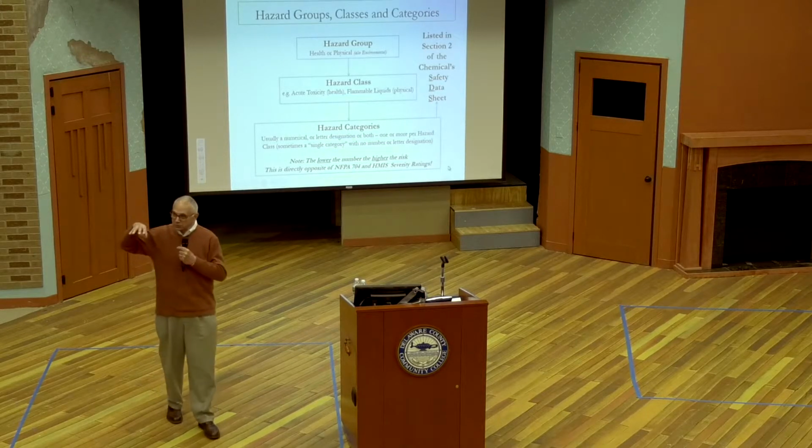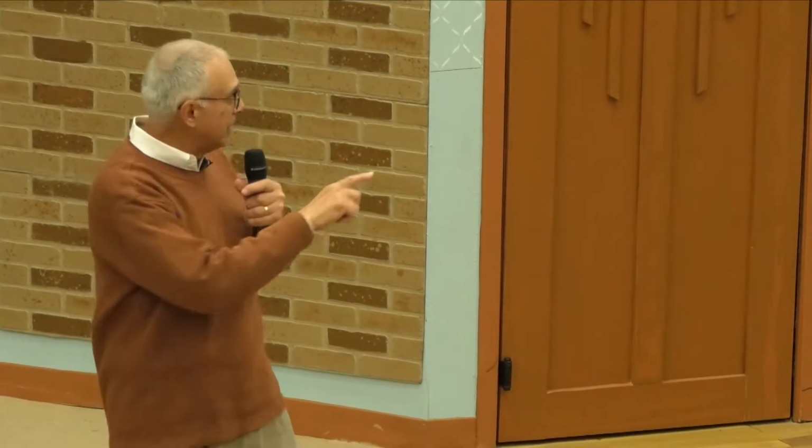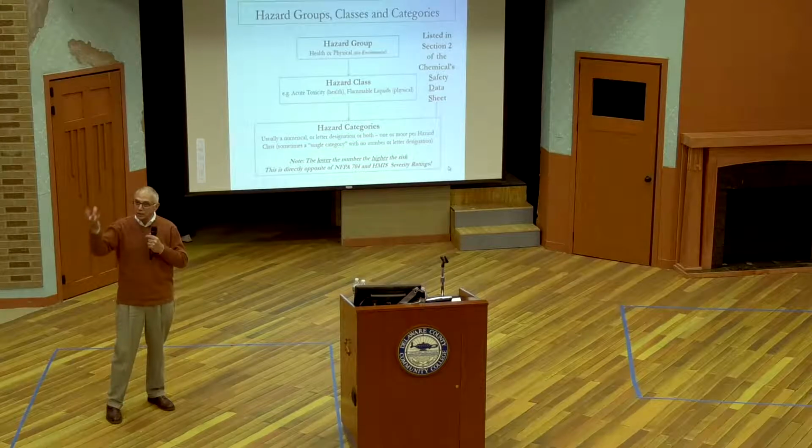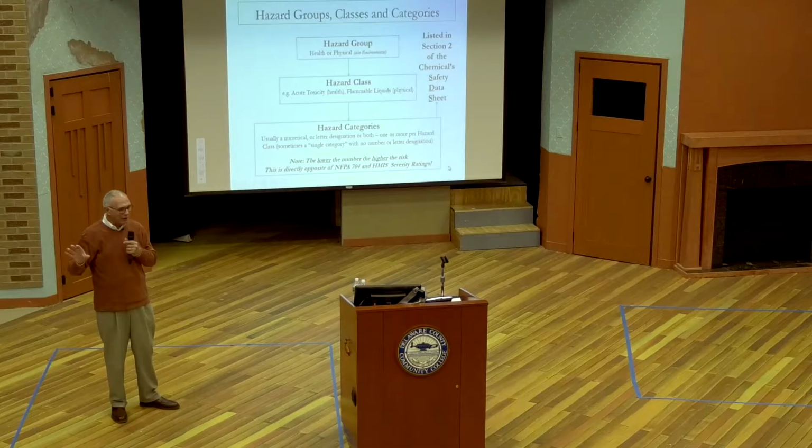Under each one of those groups, there are what's called hazard classes. Under health hazards, you have a whole list of hazard classes. I'm going to show you that list. An example would be acute toxicity. So the hazard group is health hazards, and the hazard class is acute toxicity. In the physical hazard group, one of those classes is flammable liquids, and there's a bunch of others. I'm going to show you that list very quickly and briefly. We're not going to go into detail, but there is a list of classes under each hazard group.